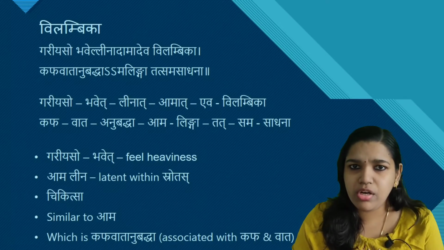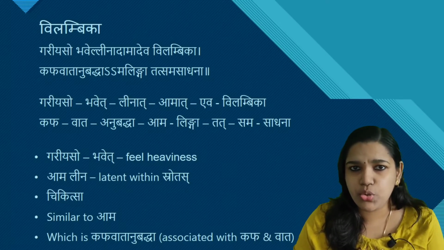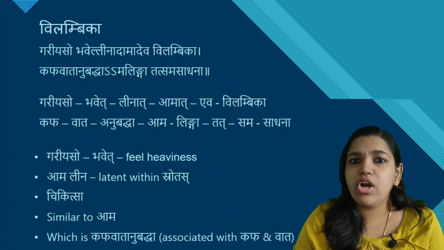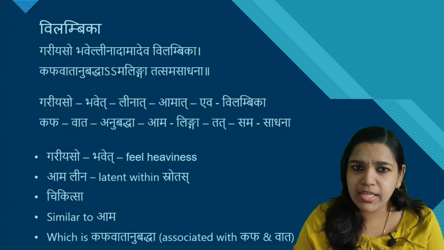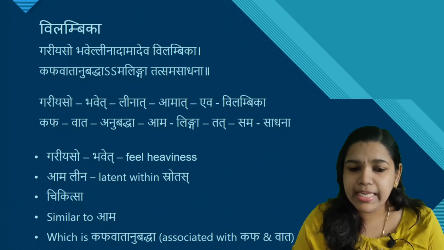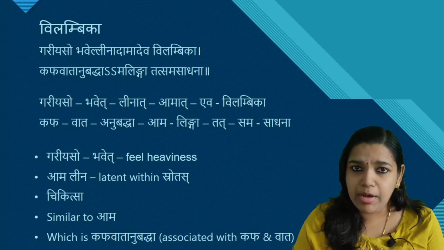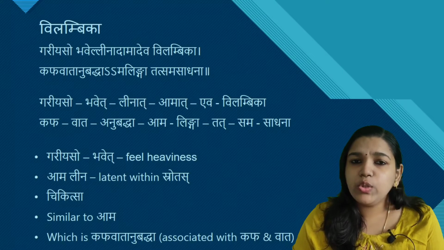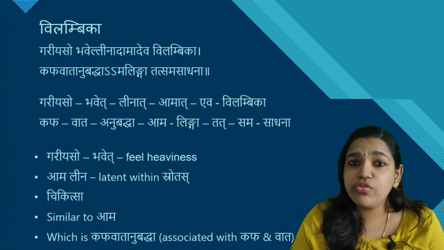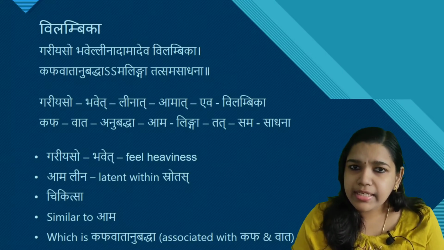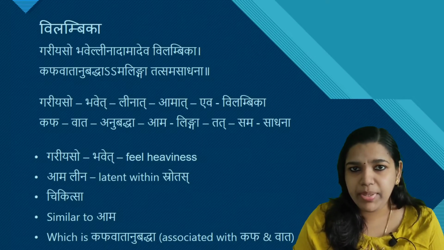If dosha is not eliminated and is present inside the body even after the Shodhana Karma, such a condition we call Leena Dosha, and this is Ama which is not eliminated or is present inside the body, then such a condition is called Ama Leena. So if the ama is in Leena Avastha and also the person feels so much guruta of the body, that condition is called Vilambika Ajirna.